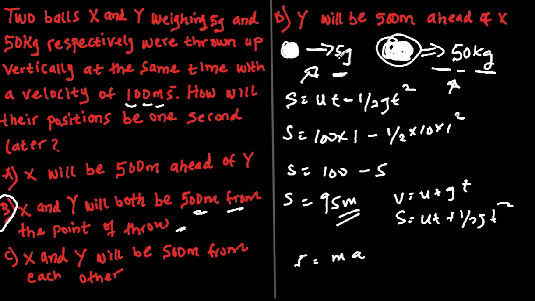The force that you apply on 5 gram is going to be different from the force that you apply on 50 gram to give them this initial velocity of 100 meters per second. But since you have given them that initial velocity, we are not concerned about force here. What we are concerned about is dynamics. So since you have given them the same initial velocity, and you throw them at the same time, they're going to be at the same distance.